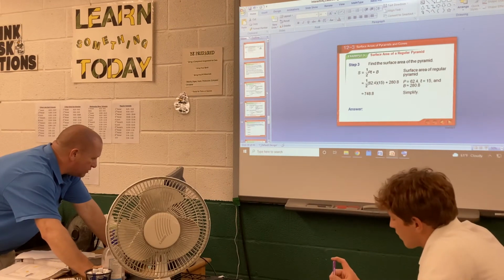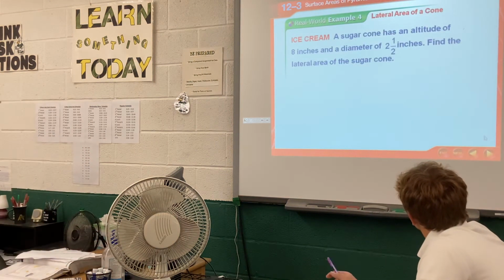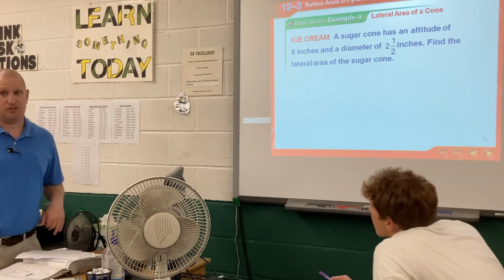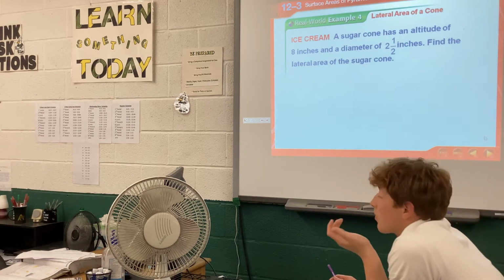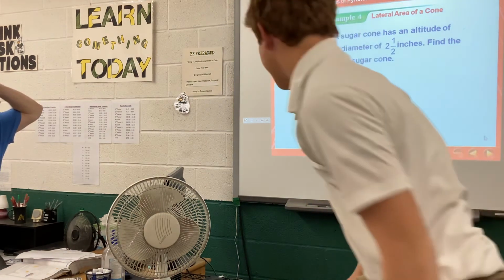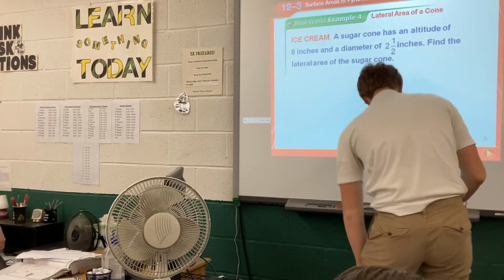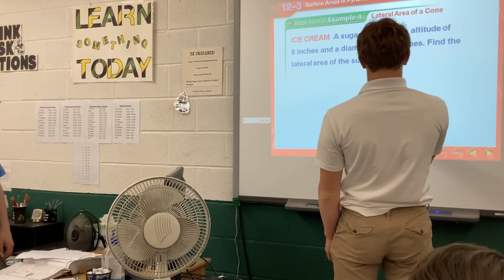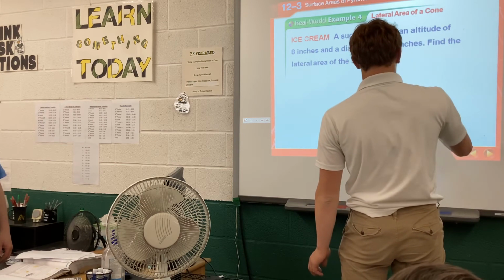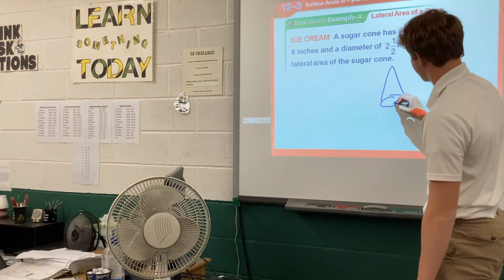And then we want to go to a cone. Where's my cone? Well, this is an actual good one here. So think about this one right here. A sugar cone has an altitude of 8 inches and a diameter of 2.5 inches. Find the lateral area of the sugar cone. Okay? So again, Gabriel, can you draw this? Draw a cone up there. You're going to draw a cone. There you go. Perfect. Now, it says an altitude of 8 inches. So where does an altitude go?